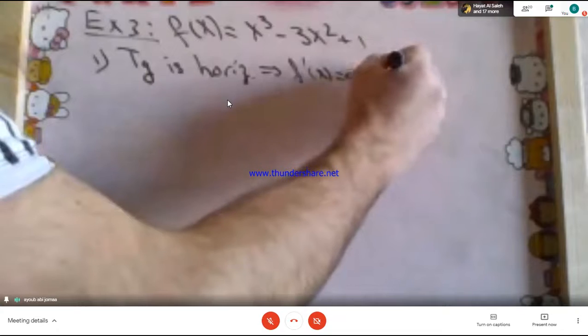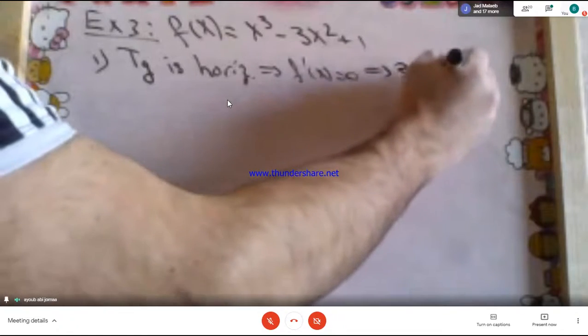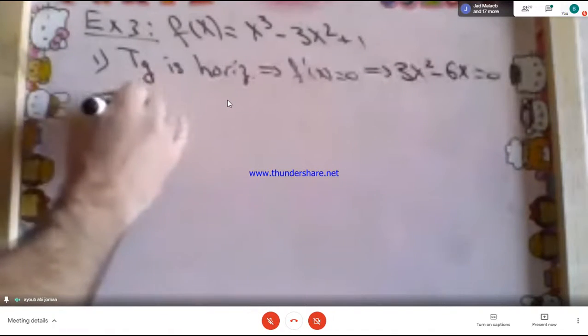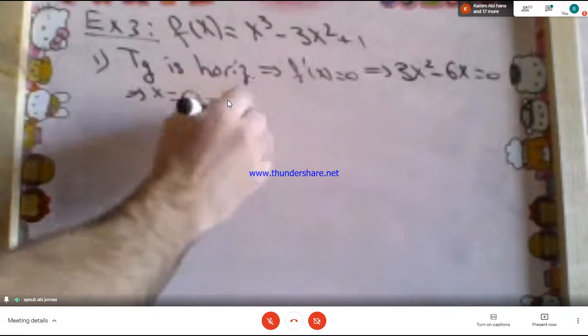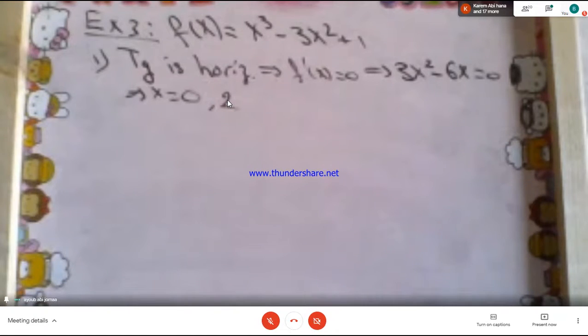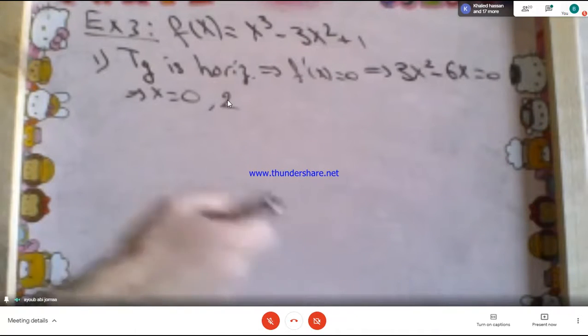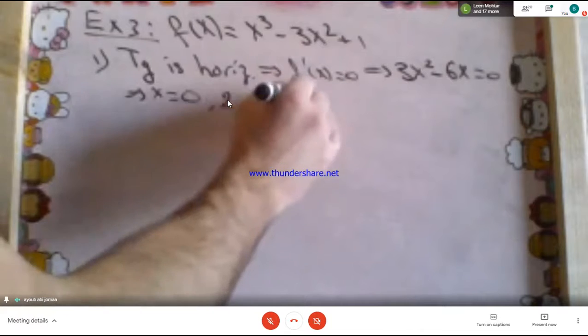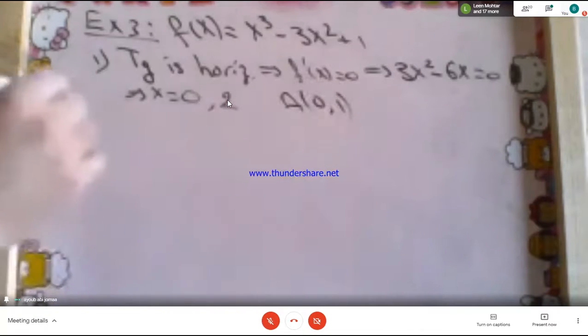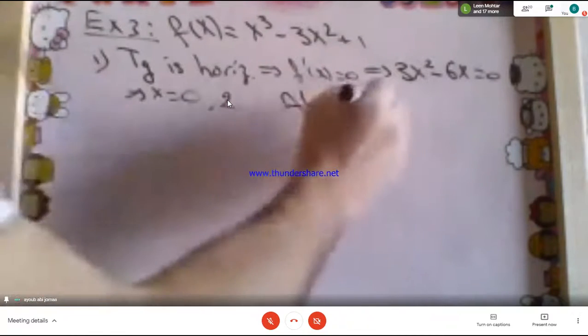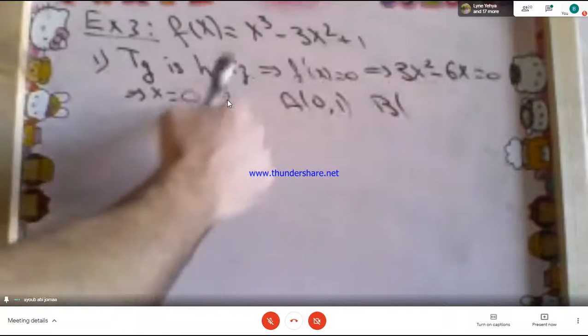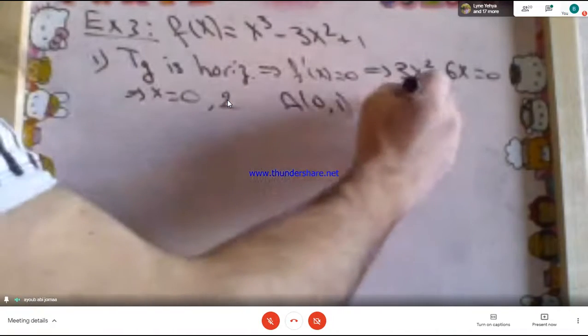Now, f prime of x is equal to 0, so 3x squared minus 6x is equal to 0, and hence x equals 0 or x equals 2. And the points will be: the first point has coordinates (0, 1), and the second point has coordinates (2, -3), replacing x by 2 here.